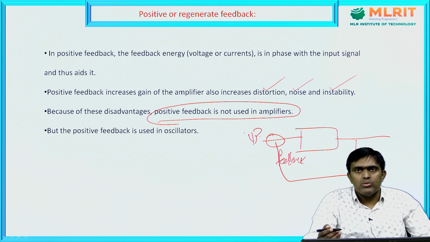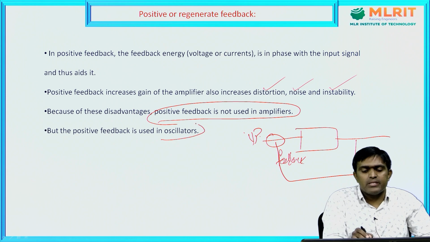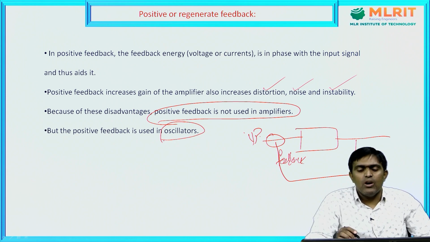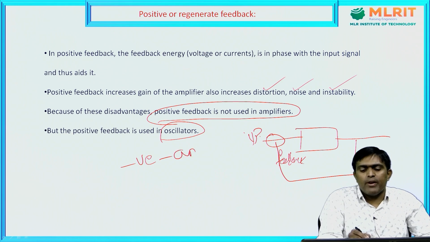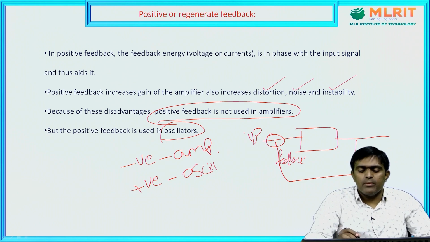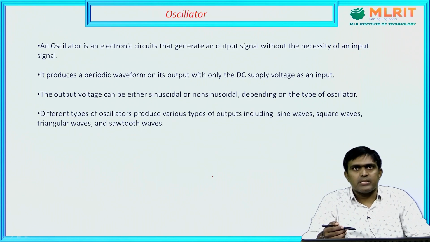So where do we use this? We use positive feedback in oscillators. Negative feedback is used in amplifiers and positive feedback is used in oscillators. Remember, this is most important. Oscillators are the topic we are going to discuss in this lecture.